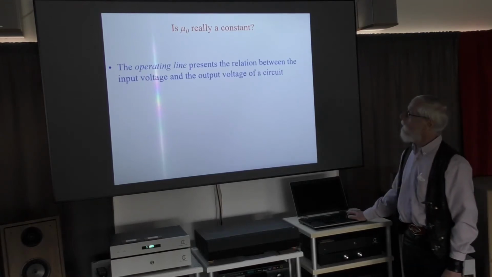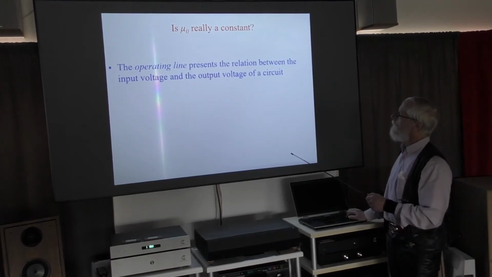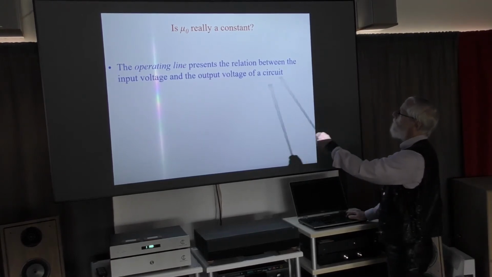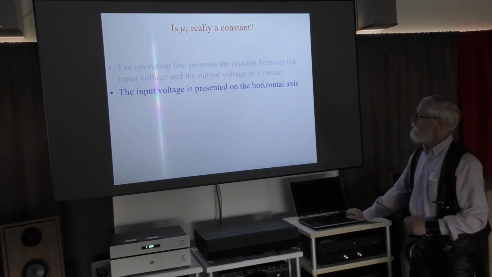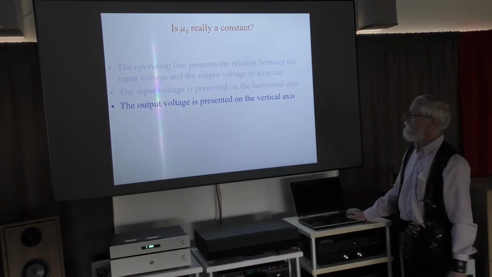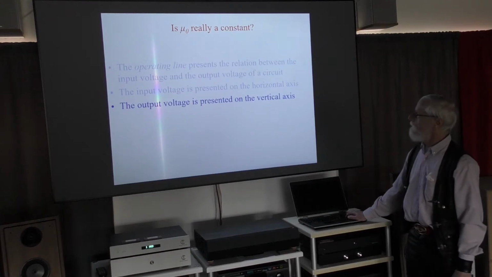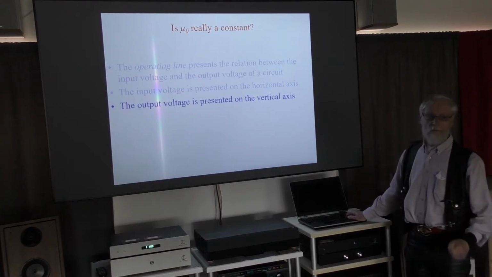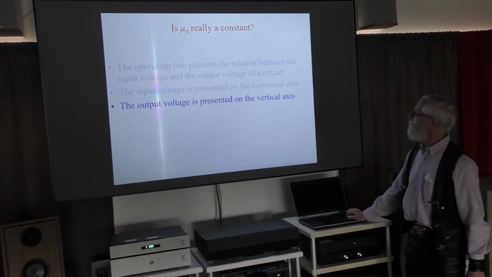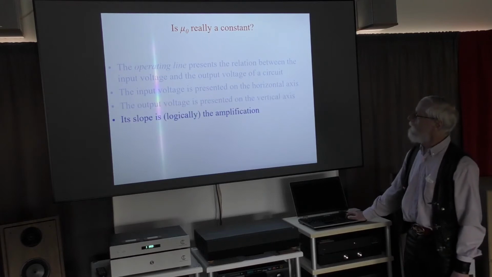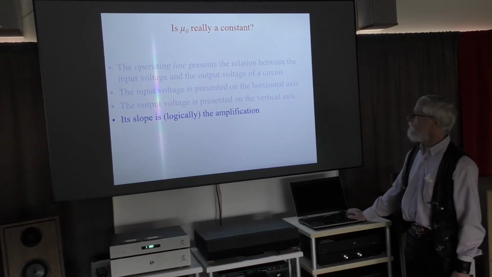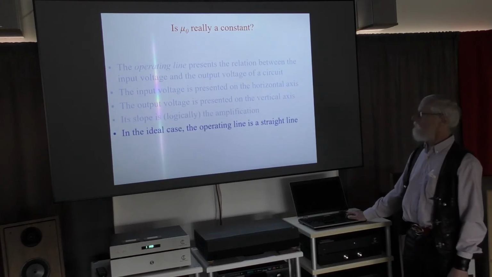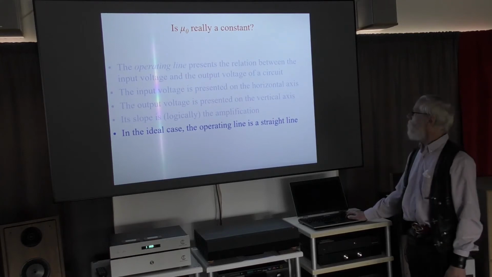You can have a look at the operating line of an amplifier, and it presents the relation between the input voltage and the output voltage of a circuit. The input voltage is presented on the horizontal axis, and the vertical axis presents the output voltage. It's basically the same as x and y graphs that you probably learned in high school. The slope of the operating line is logically the amplification. In the ideal case, the operating line would be a straight line.